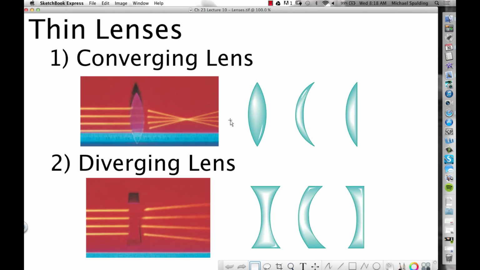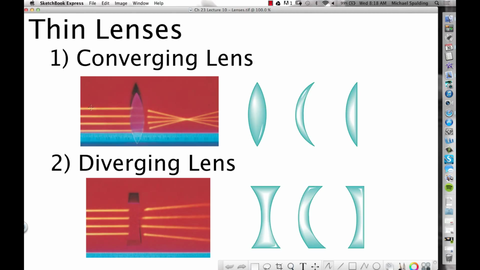Okay, so the next topic for optics are thin lenses. Thin lenses, there's two types. We have converging lenses and diverging lenses. Now where do these guys get their name? It's very simple. Here's where they get their name.